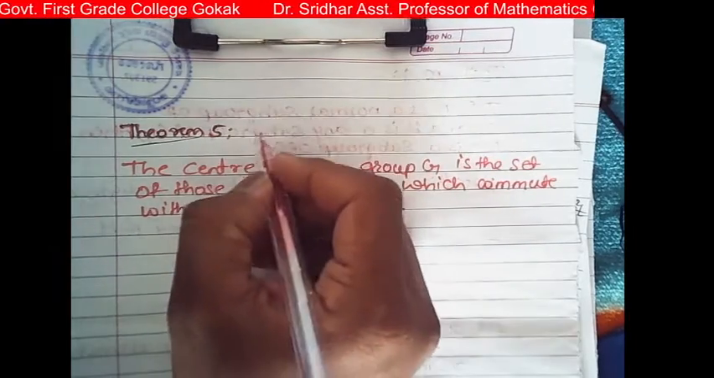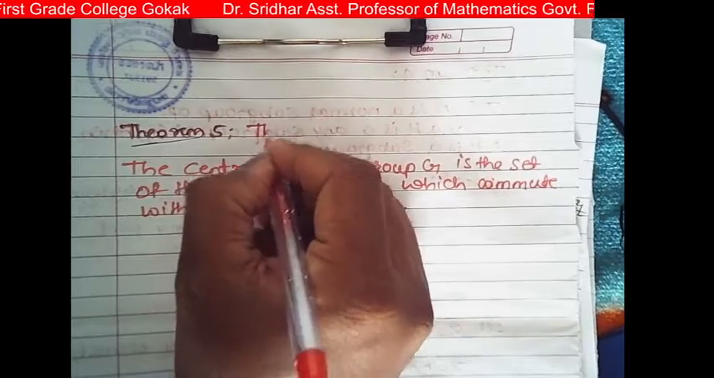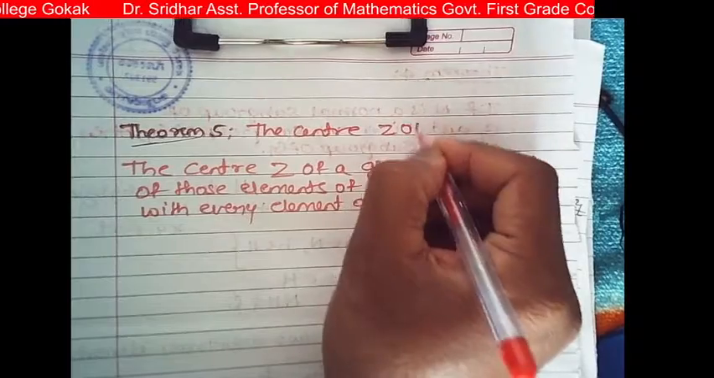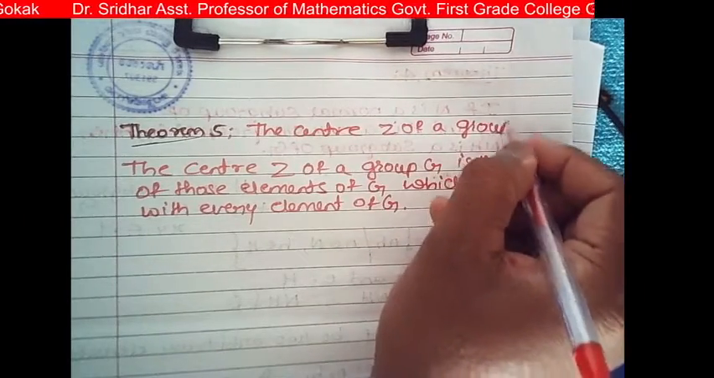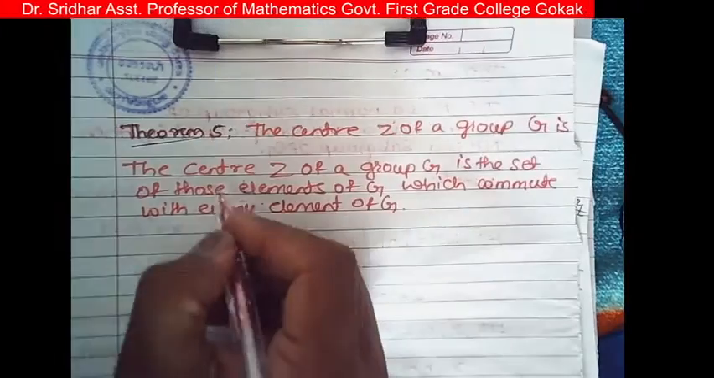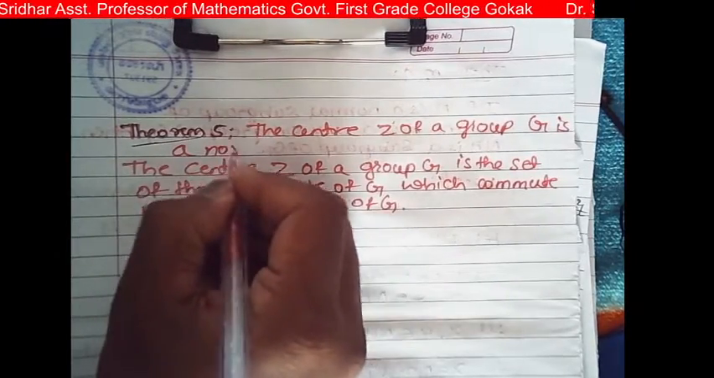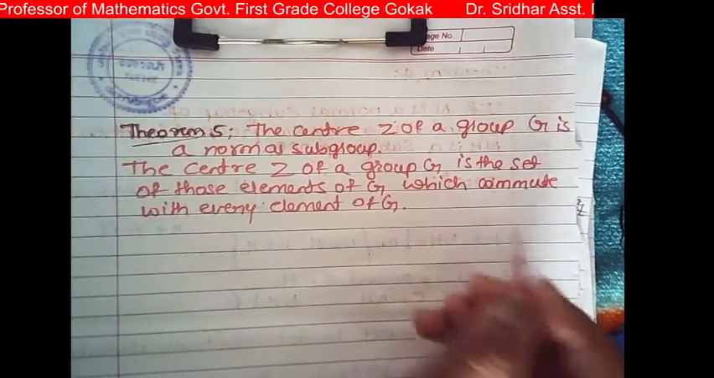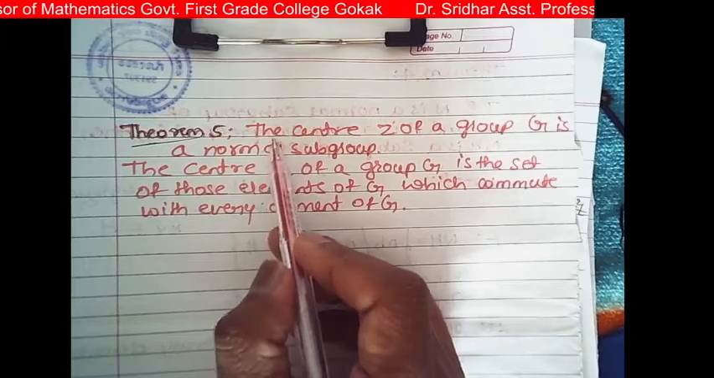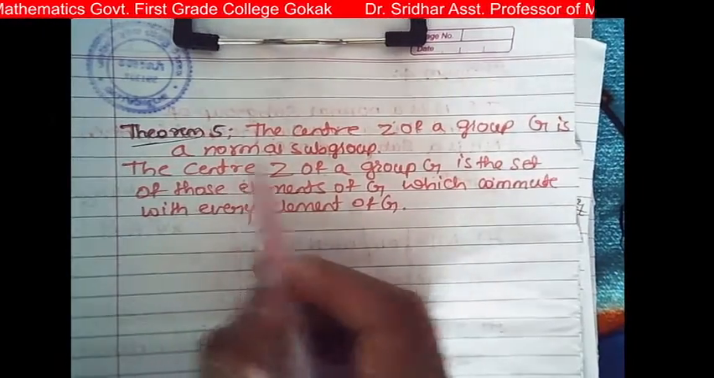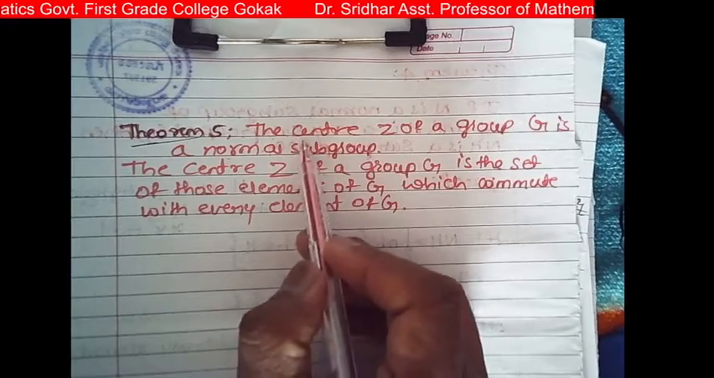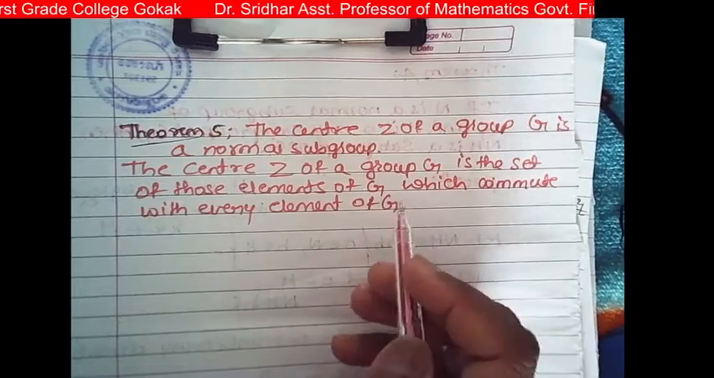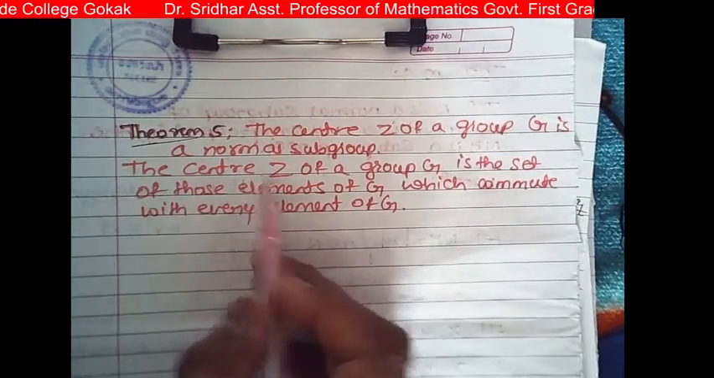So here the theorem is: the center Z of a group G is a normal subgroup. So here the statement is the center Z of a group G is a normal subgroup. So you have to show that the center of a group G is a normal subgroup. That's all. Okay, so now here actually what is the center Z?